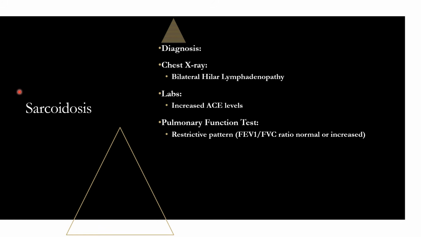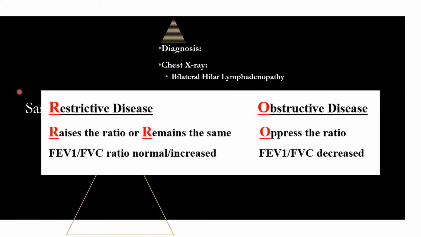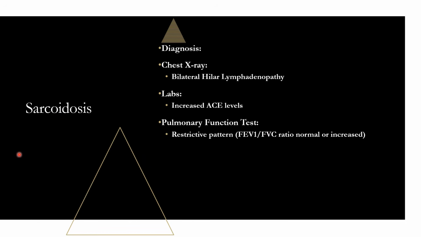The way that I used to remember that restrictive has a normal or increased FEV1/FVC ratio was that the R in restrictive stands for raises the ratio or remains the same. And then obstructive, the O presses the ratio, they keep it down. So FEV1/FVC is going to be decreased in obstructive, and in restrictive it's going to either be increased or remain the same. That's the way that I used to remember that for your pulmonary function test.